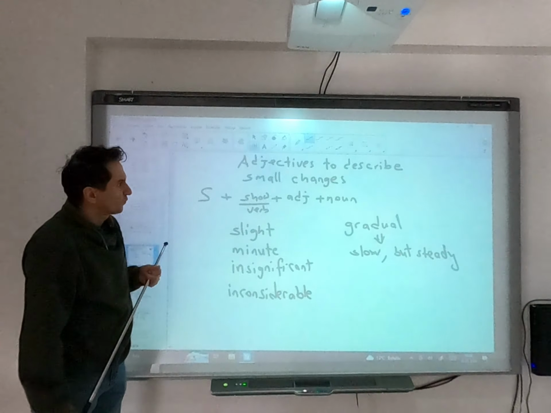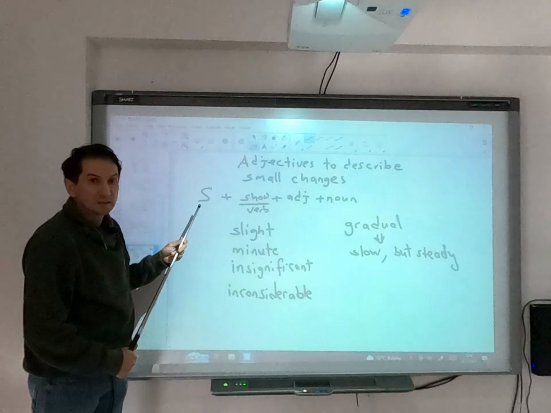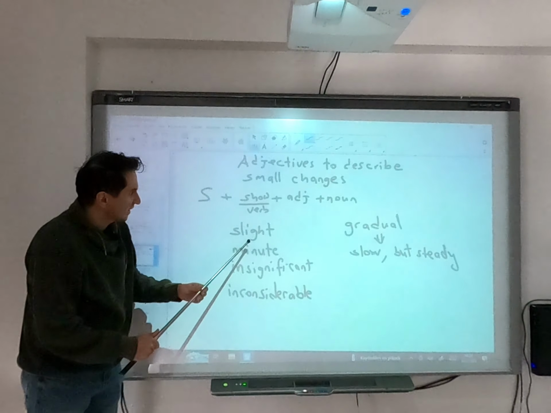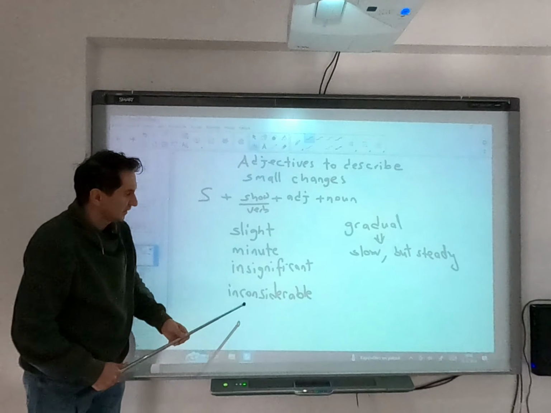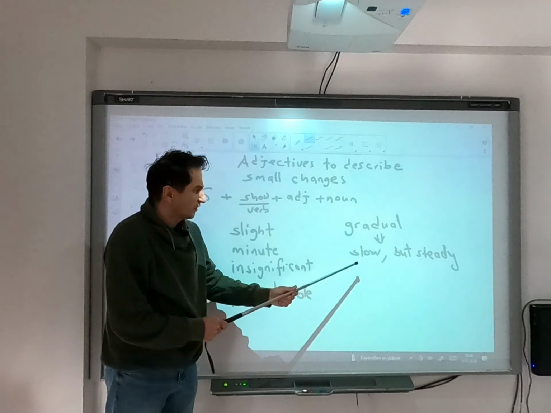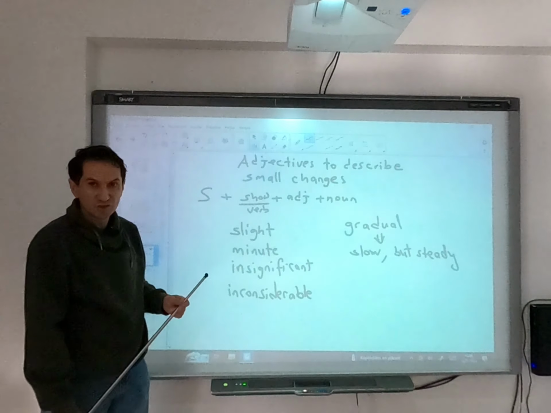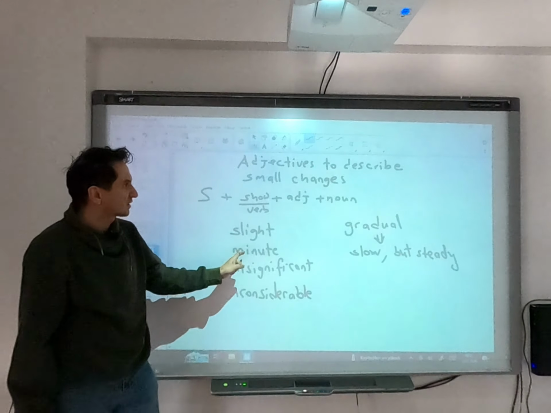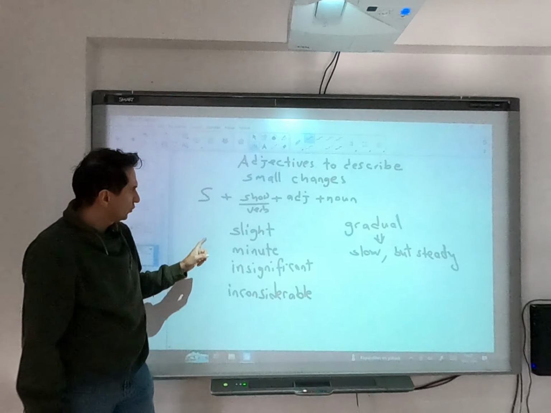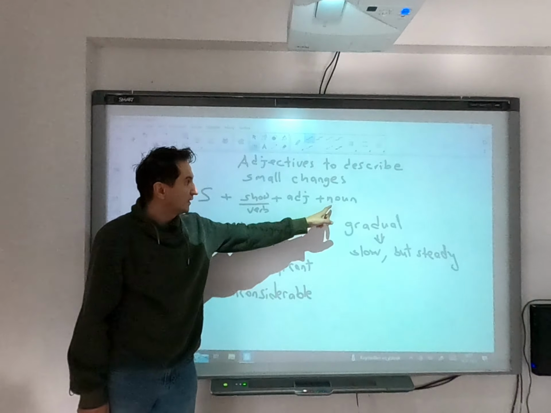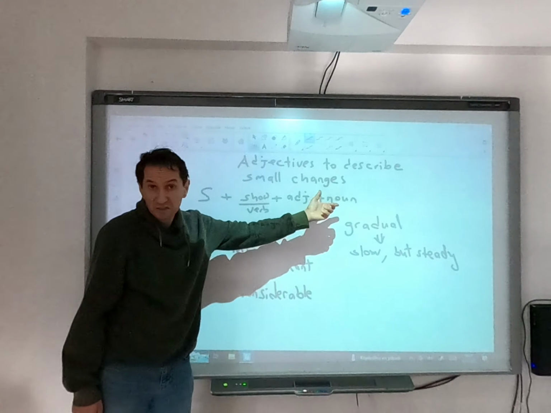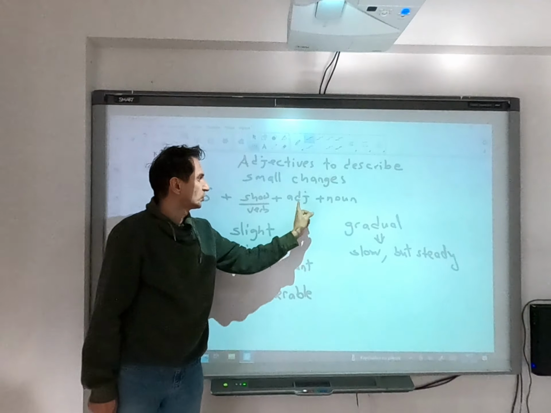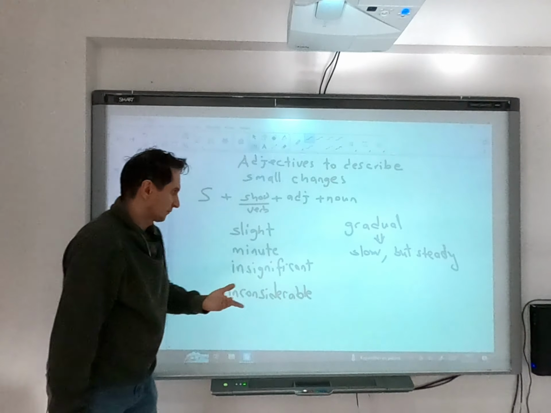Now the adjectives to describe small changes, you see, don't forget, noun comes after the adjective. We have slight, minute, insignificant, inconsiderable. And when we have a slow but steady change, then we can use gradual. So we can say the figure showed a slight increase or decrease, the figure showed a minute increase, insignificant decrease, or inconsiderable decline, okay? Or we can say the figure showed a gradual decline.